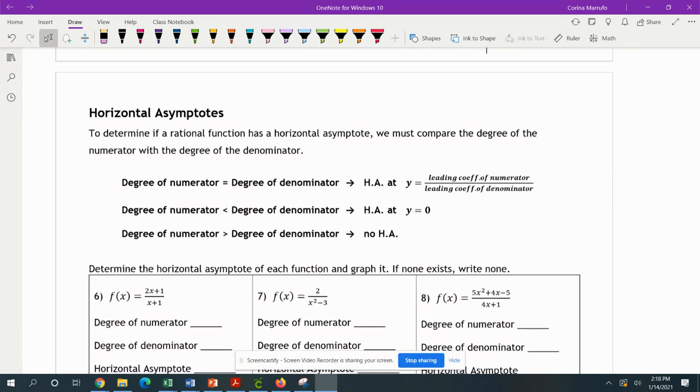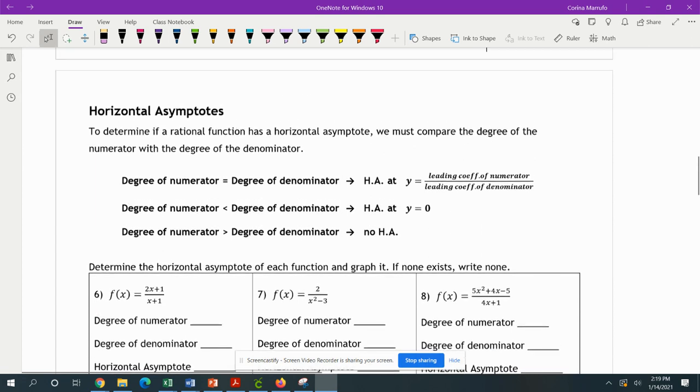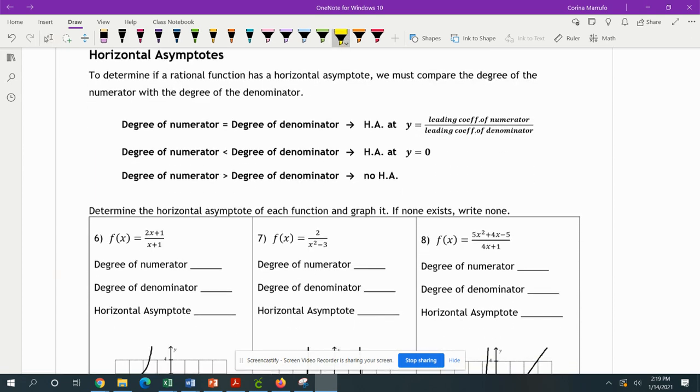Now you find your horizontal asymptotes differently. You have 3 possibilities, okay? It says to determine if a function has a horizontal asymptote, we must compare the degree of the numerator with the degree of the denominator. Okay? So it'll make a little more sense with the examples. But here, if the degree of the numerator is equal to the degree of the denominator, and if you don't remember, you look at the exponents of x.